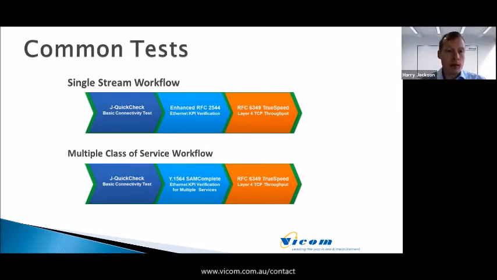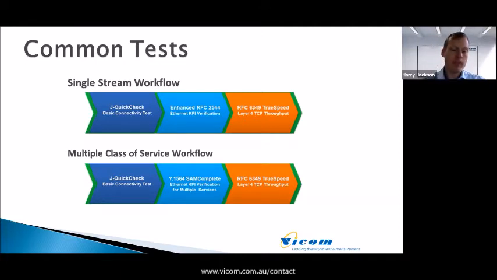So for today, we're going to look at two main service activation tests, and that's going to be RFC2544 or your Y.1564 test. Now, the difference between these two is that an RFC2544 will be utilized on a single service or a single stream service, whereas your Y.1564 will be used on a multiple service link. So in a single service link, you'll have a link that's only used for data or only used for voice, whereas your multiple class of service will be used for voice, video, and data, as an example on the one link.